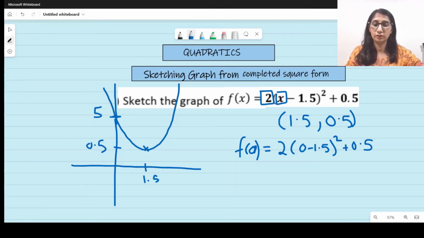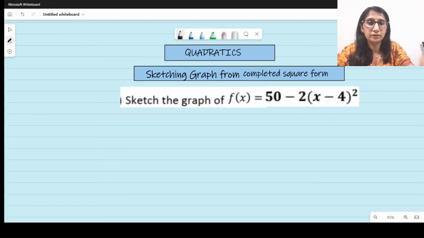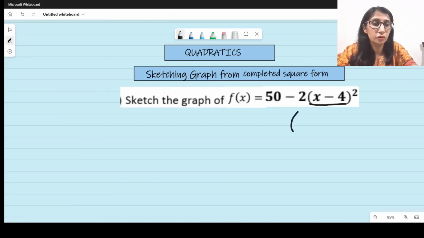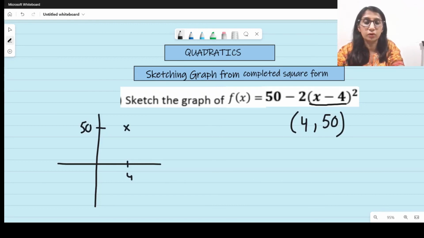Okay, let's do another example. So now we have to sketch the graph of this. Again, let's start with the turning point. That's found by equating x minus 4 to 0. That gives x equals 4. So 4 is the x coordinate of the turning point, and the y coordinate is just this value outside the bracket with its same sign. So that's plus 50. So this would be the turning point of the graph. Let's say we have 4 here and 50 here.